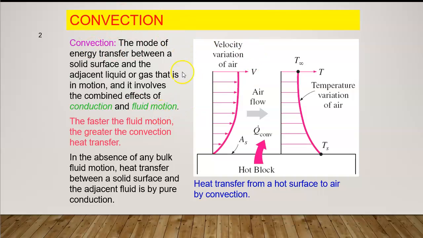Basically, convection is when we have a hot block over here and we have a flow of air or fluid moving on the top of the hot block. So we could name it convection. Heat is being convected from the hot block towards the air or the fluid. Fluid could be gases or liquid. So that is fluid, right? The greater the fluid motion, the greater the convection heat transfer.